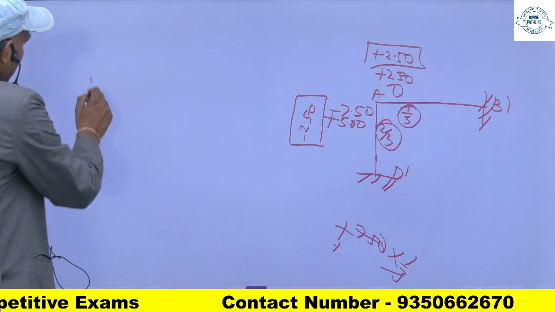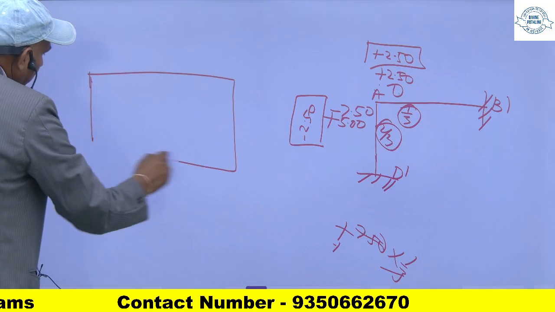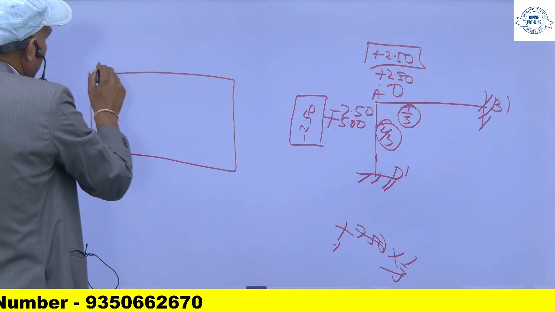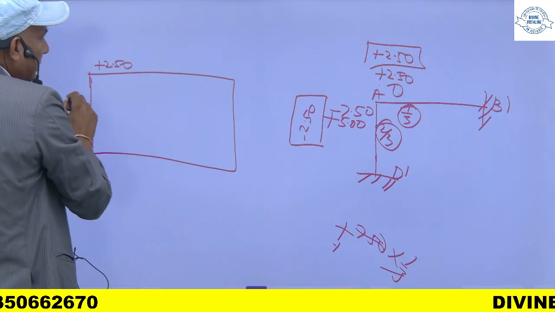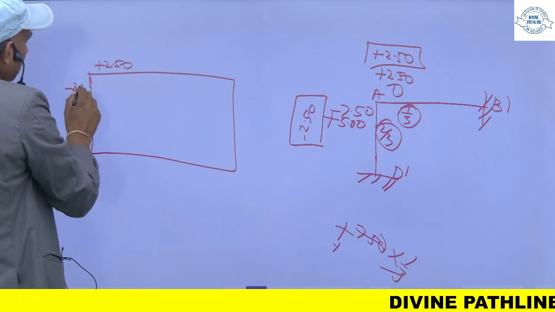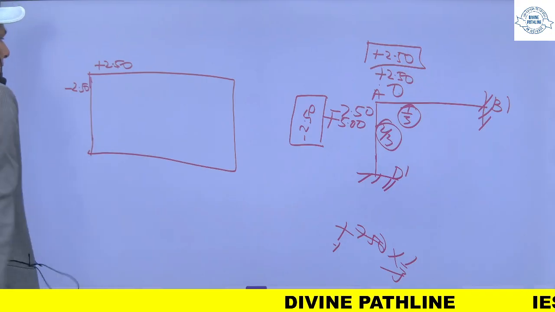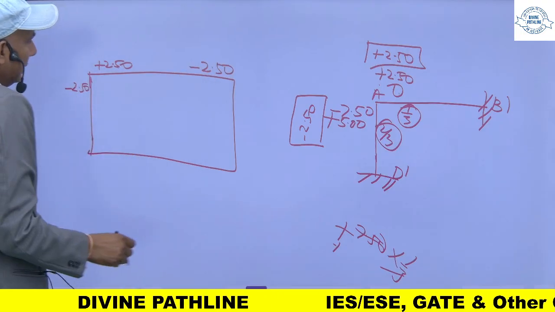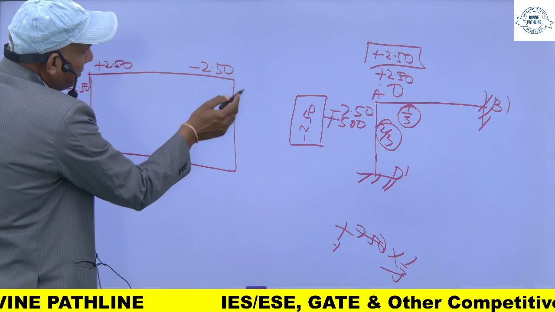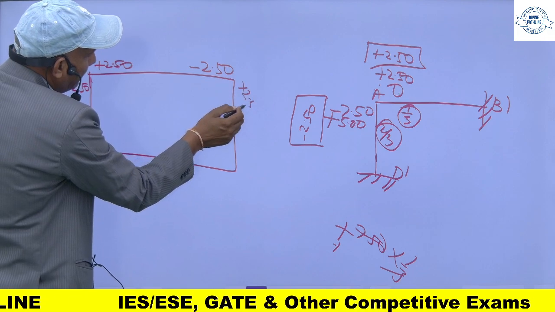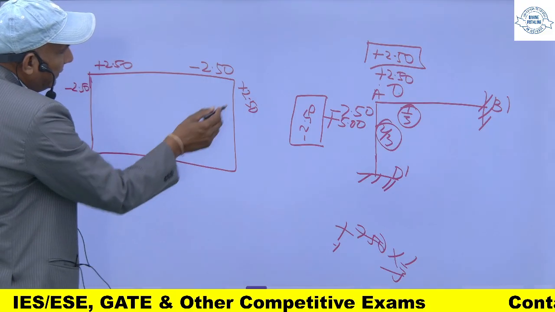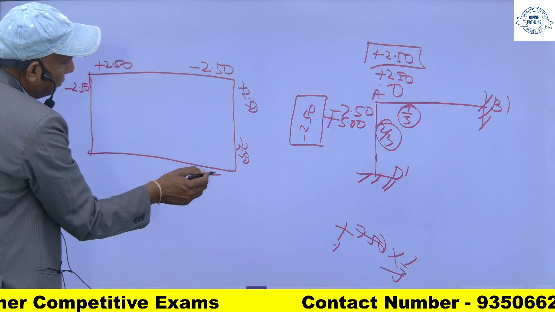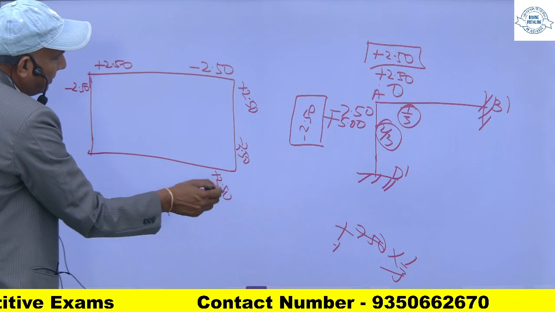So my box is like this. This is plus 2.5, and this is minus 2.5. If this is plus 2.5, obviously this will be minus 2.5, and at this joint the sum must be equal to 0, so it will be plus 2.5. If this is plus 2.5, it will be minus 2.5, then it will be plus 2.5, so that this sum will become 0.